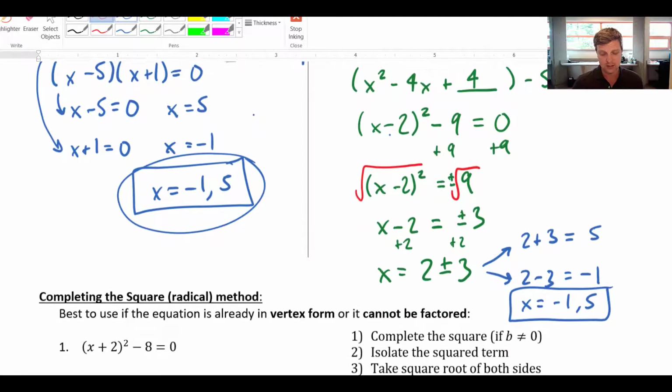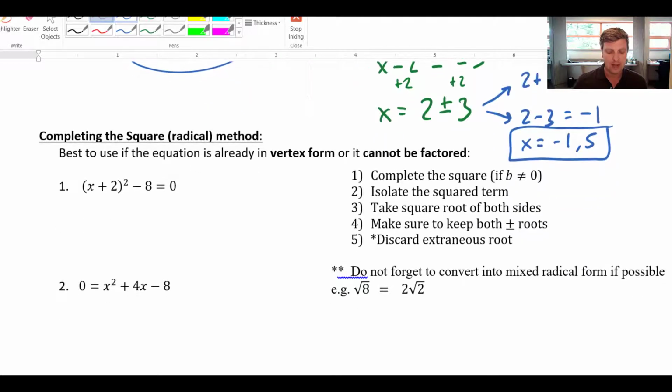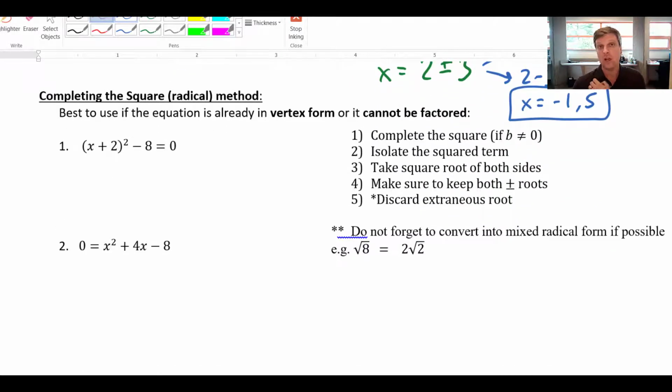So the process, to summarize, if we're going to solve by completing the square, first of all, when should we use it?